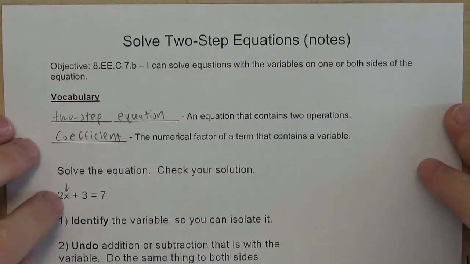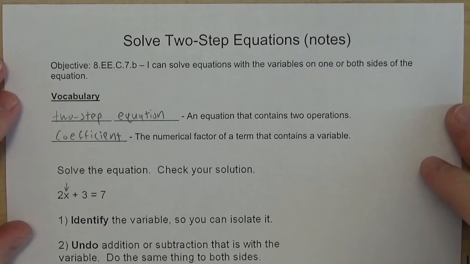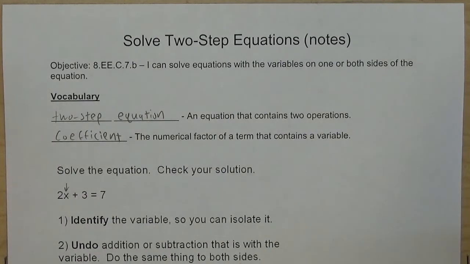Our variable is just the letter that stands for the missing thing in the equation. And we've got to get it by itself so we can figure out what it equals. In the end, we want to end up with something that says x equals something, in this case, because it's x. So we've identified our variable.